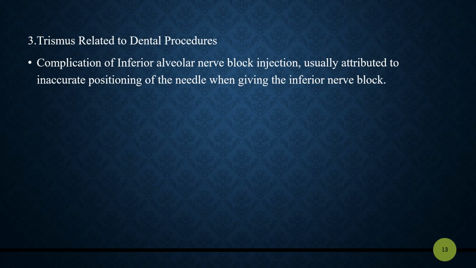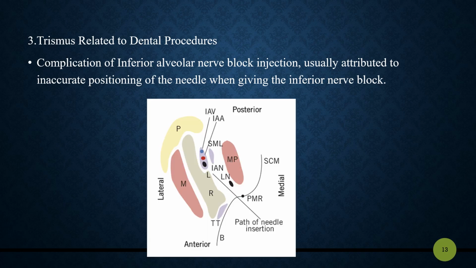Now, trismus related to dental procedure. Trismus is a well-recognized potential complication of inferior alveolar nerve block and is usually attributed to inaccurate positioning of the needle when giving the block. If you remember the landmarks of IAN block and the path of needle during insertion, the needle should be placed in the pterygoid space, which is bound by the internal oblique ridge of the mandible on the lateral side and the pterygomandibular raphe on the medial side.